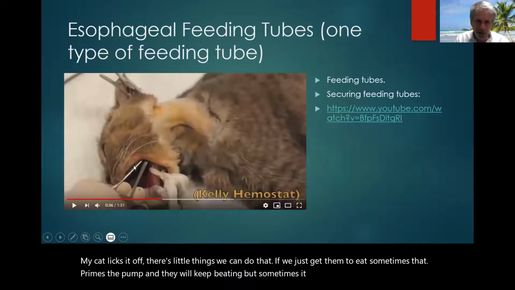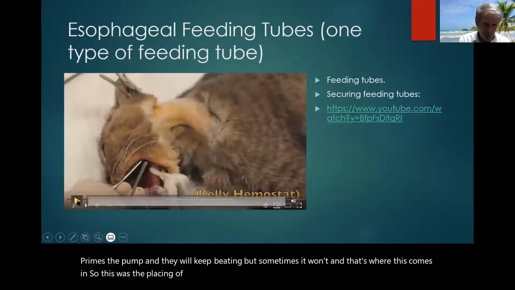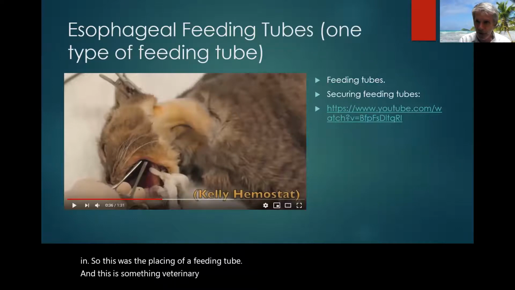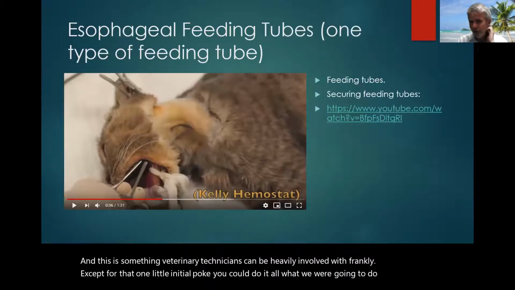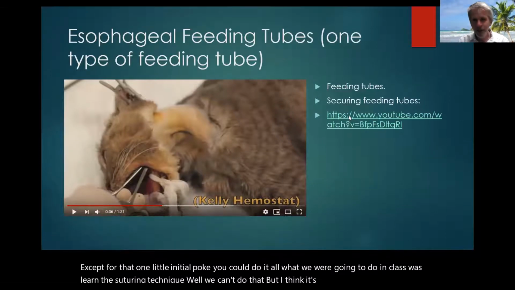And that's where this comes in. This was the placing of a feeding tube. This is something that veterinary technicians can be heavily involved with. Frankly, except for that one little initial poke, you could do it all. What we were going to do in class was learn the suturing technique. Well, we can't do that, but I think it's still worthwhile seeing because you'll see this again later today.